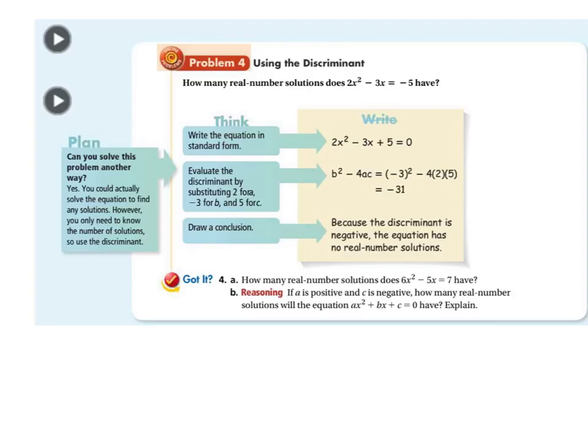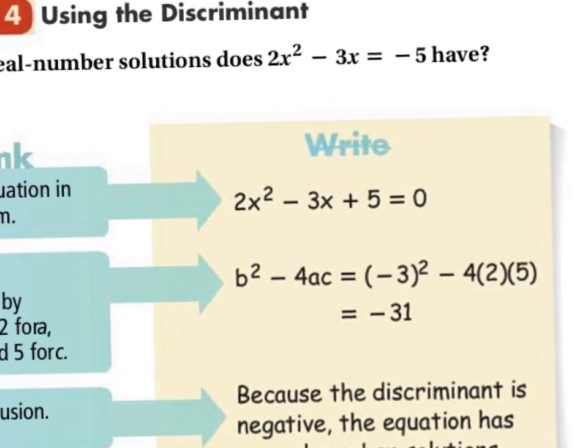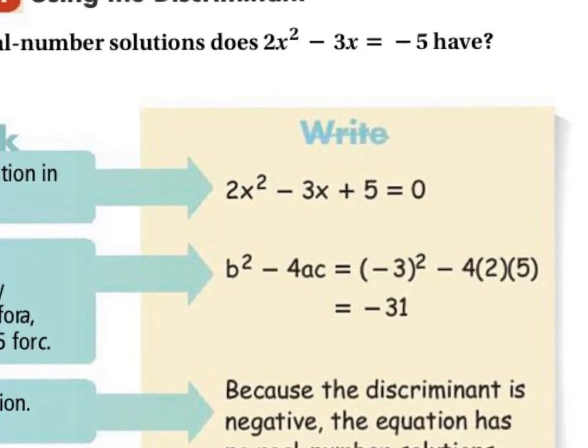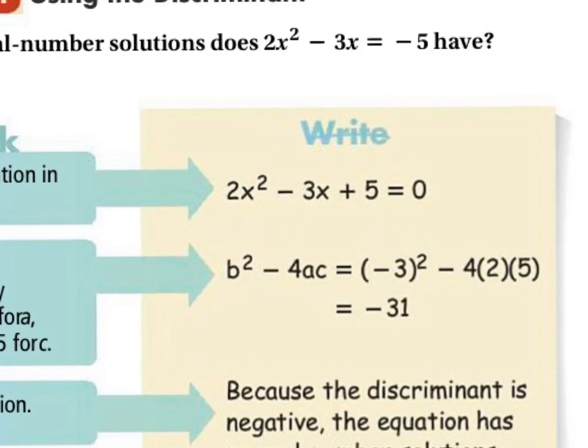So problem 4 asks how many real number solutions this equation has. The first thing we need to make sure that we do is get the equation set equal to 0. So this one, they didn't really show this, but they added 5 on both sides. That got them to here.